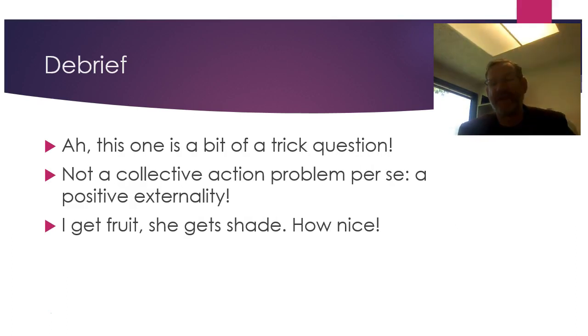This one is a bit of a trick question. This one's not a collective action problem per se. It's a positive externality. I get fruit, she gets shade, and that's really nice.